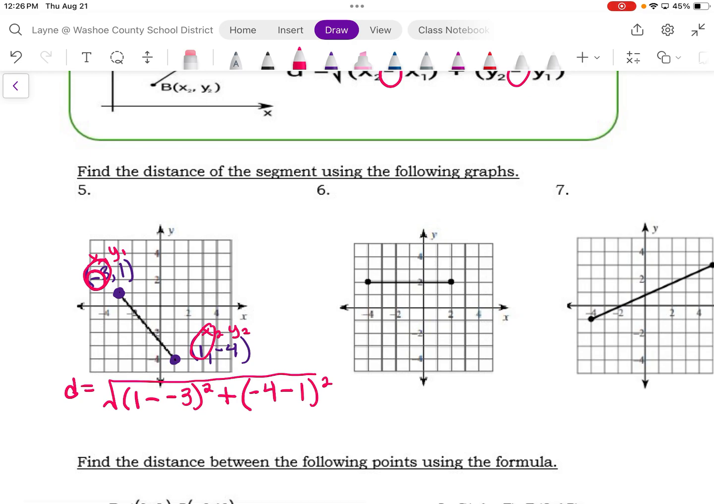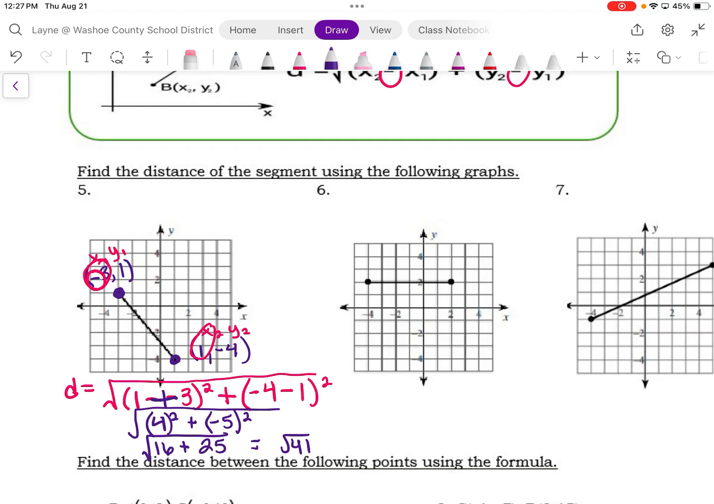And then I simplify inside the parentheses first. So this is going to be plus, because of the double negative. 1 plus 3 is 4. So I'm just going to rewrite this as 4 squared. And then -4 minus 1 is -5 squared. 4 squared is 16. Plus 5 squared is 25. And then just like the simplifying we did above, I'm going to add these together first and then square root it. So 16 plus 25 is 41.